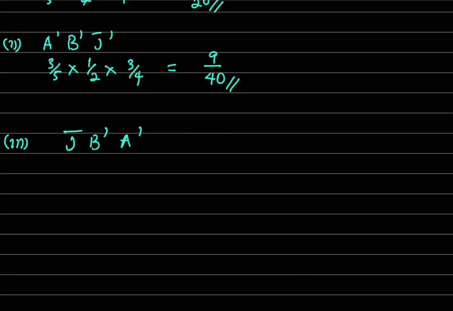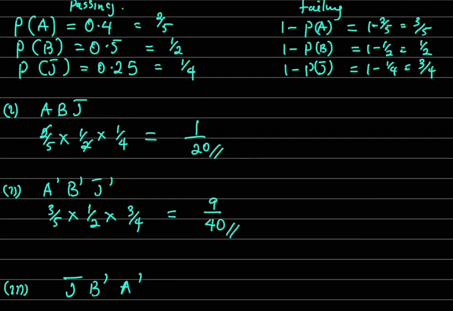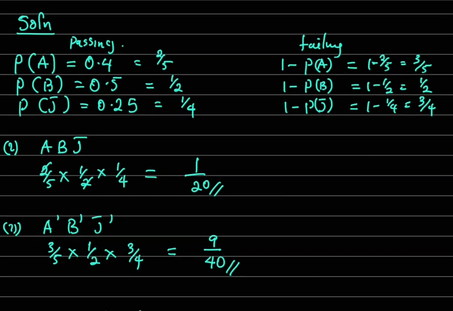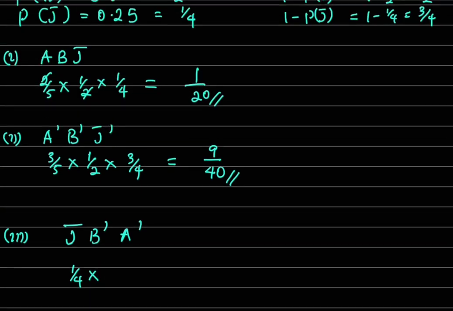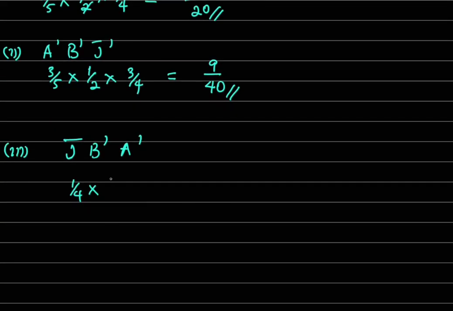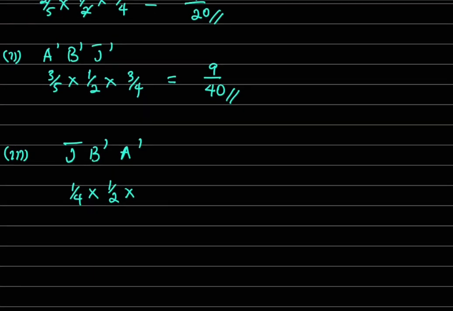Okay, only Johnson will pass. So therefore, Johnson passing, let's go to Johnson passing. Can you see Johnson passing is 1 over 4? So we have 1 over 4 times Bill failing. Bill failing is 1 over 2. Then times A failing, which is 3 over 5.